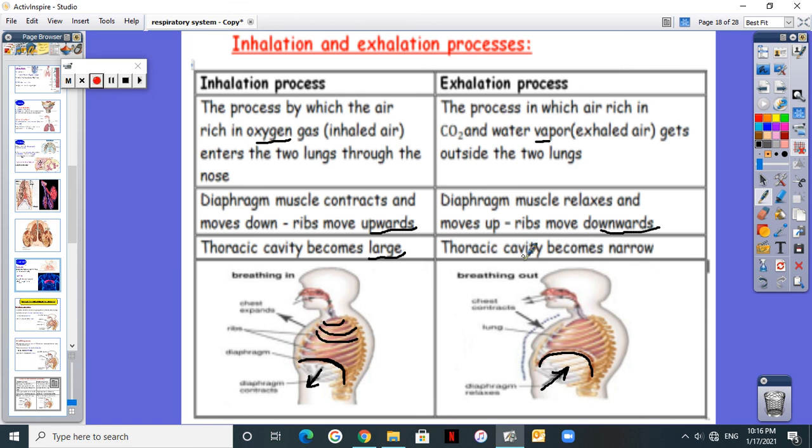Okay, what about the thoracic cavity? Your thoracic cavity during exhalation becomes narrow. Why? To make carbon dioxide and water vapor get outside from your lungs.